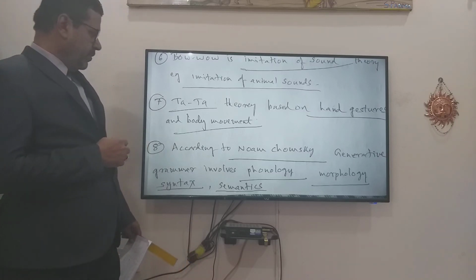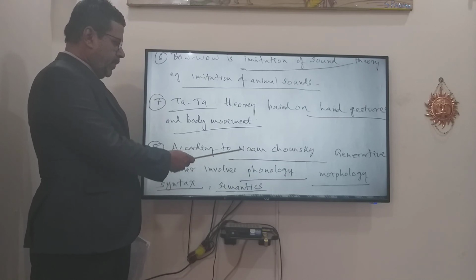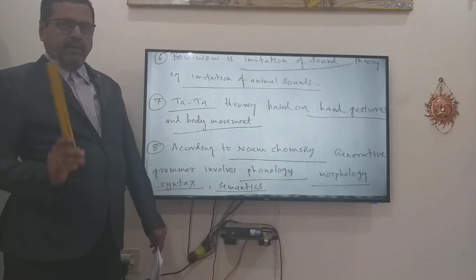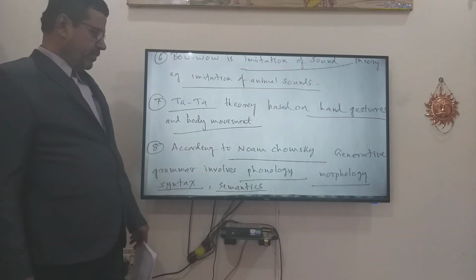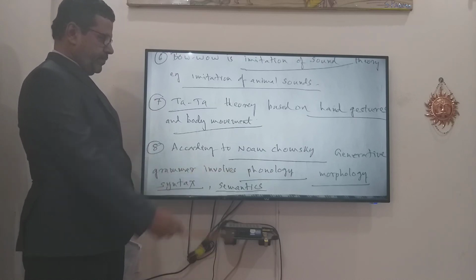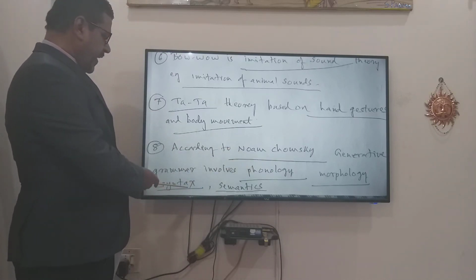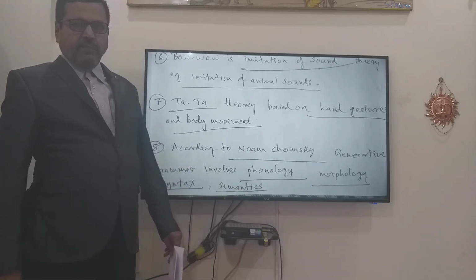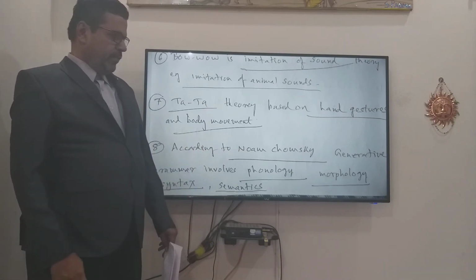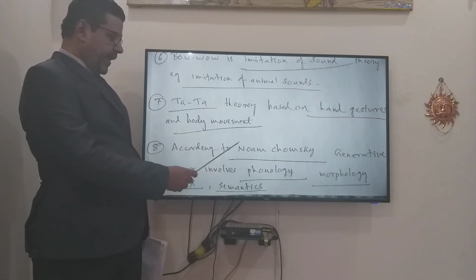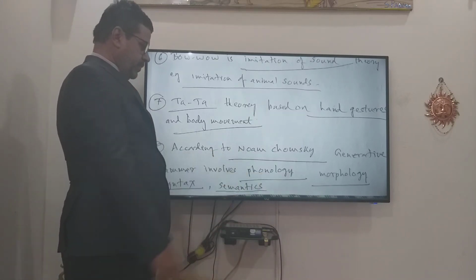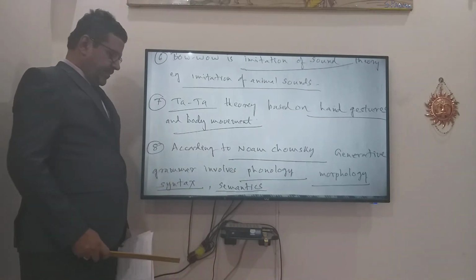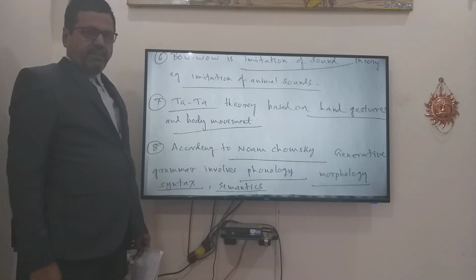Next, number 8. According to Noam Chomsky, generative grammar involves 4 headings. What are they? Phonology, morphology, syntax and semantics. So as far as modern grammar is concerned, don't forget his name. It's Noam Chomsky. Phonology, study of sound; morphology, study of word forms; syntax, study of sentence structure; semantics, study of meanings.